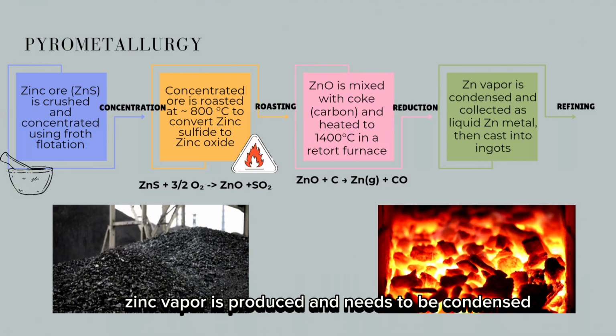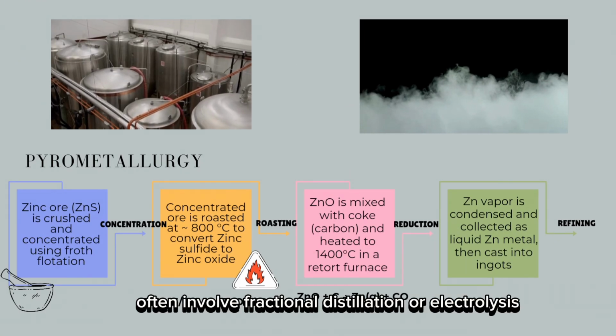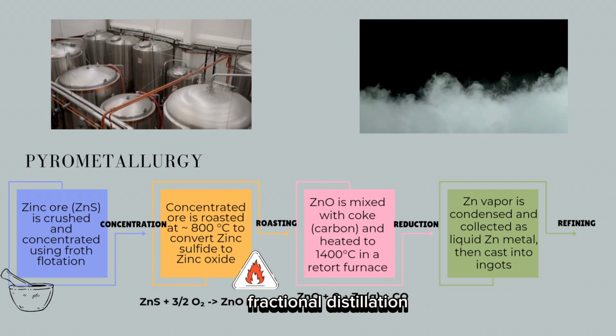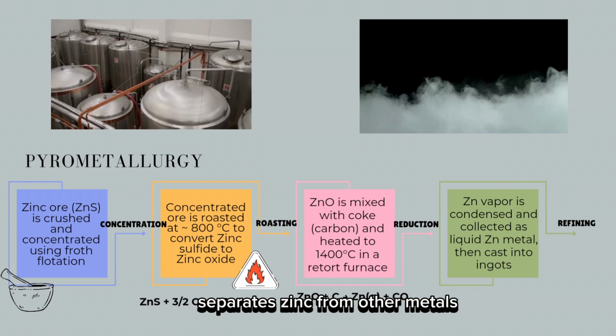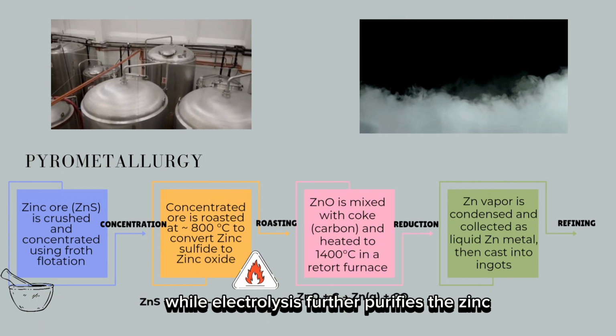Zinc vapor is produced and needs to be condensed. Lastly, the refining process often involves fractional distillation or electrolysis. Fractional distillation separates zinc from other metals based on their boiling points, while electrolysis further purifies the zinc.